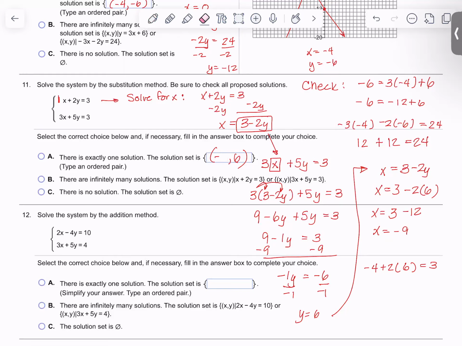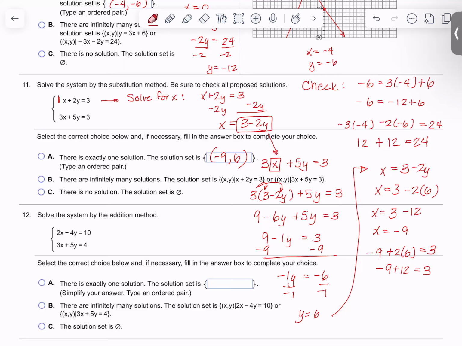Now let's see if that works. Okay, now let's see if that actually checks. So in the first equation, I would have negative 9 plus 2 times 6. Is that equal to 3? Yes. Negative 9 plus 12 is equal to 3.